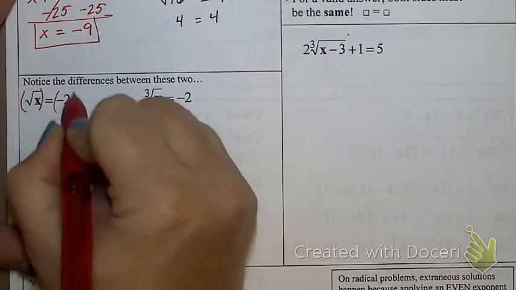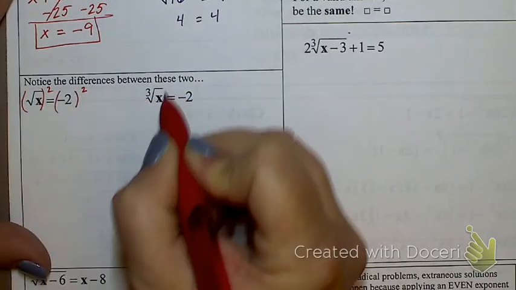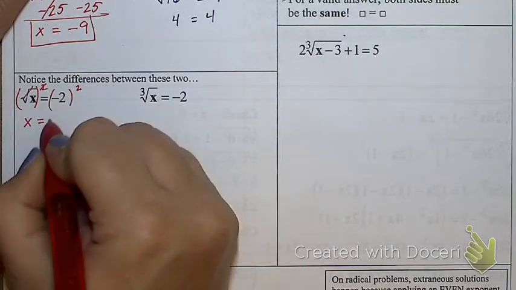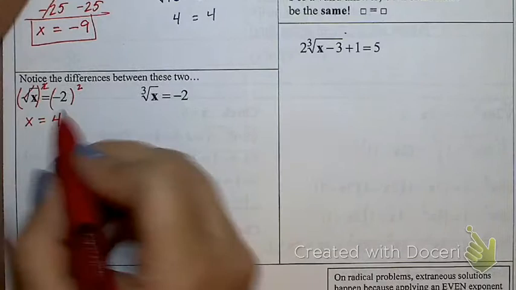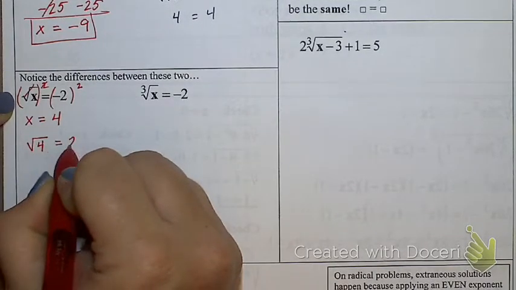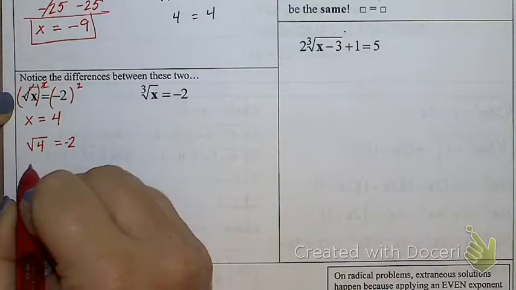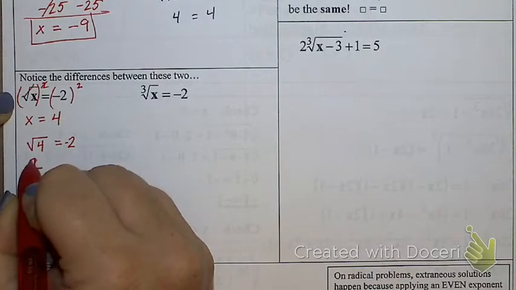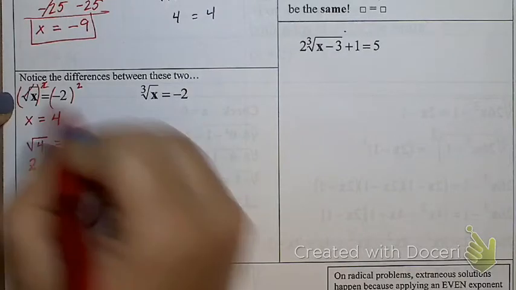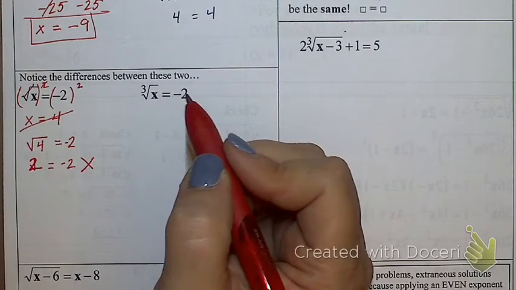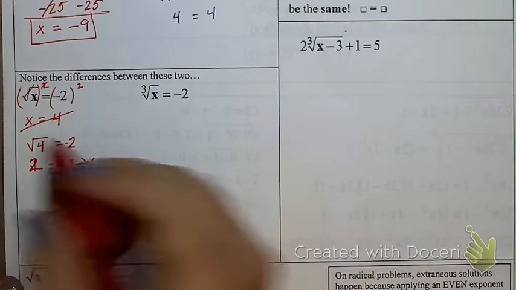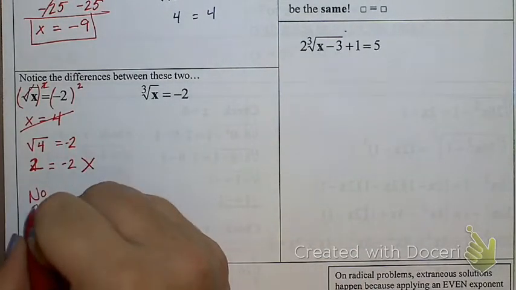This one, my radical is by itself, so I would go ahead and square both sides. And that gives me x equals 4. But if I go check that value, the square root of 4, does that equal negative 2? No, because the square root of 4 is 2. That's not true. So what happens if I have to throw out that answer? I have no answer left. What does that mean? No solution here.